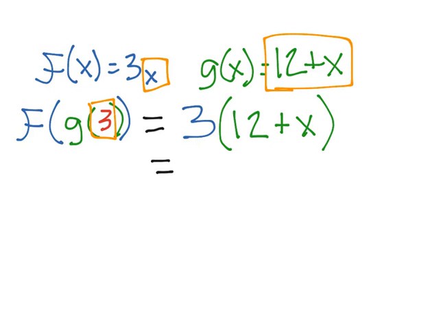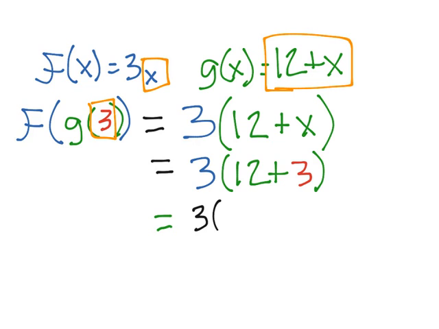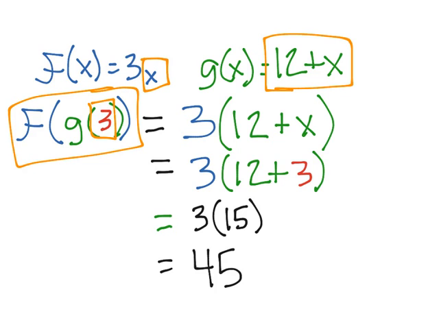We then know that we're replacing the x with the value of 3 from our original problem. In this case, we end up with 3 times 15, or 45 again. So our total answer to f of g of 3 is once again 45. Let's take a look at one more example.